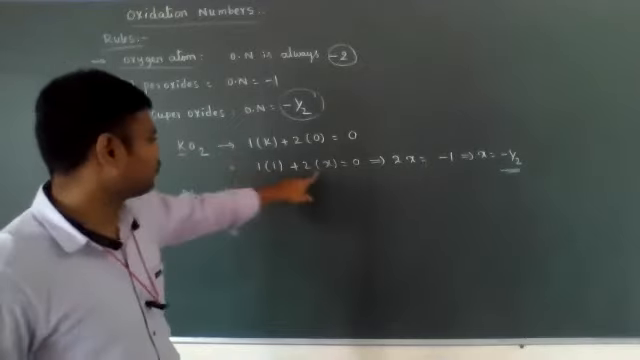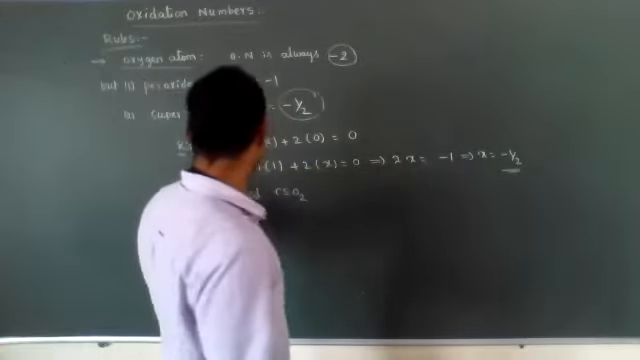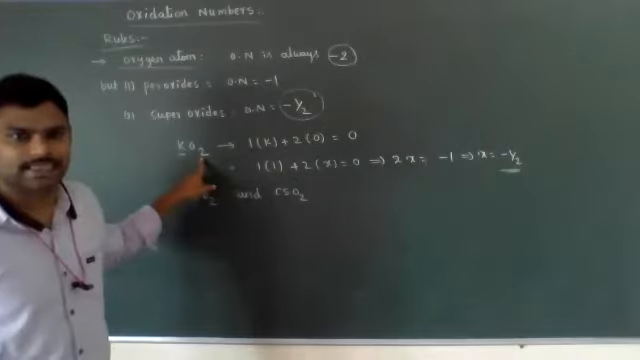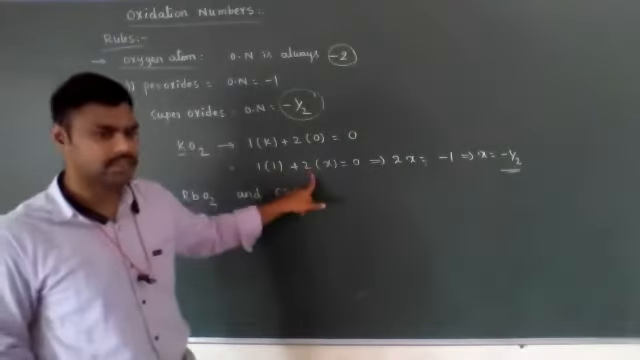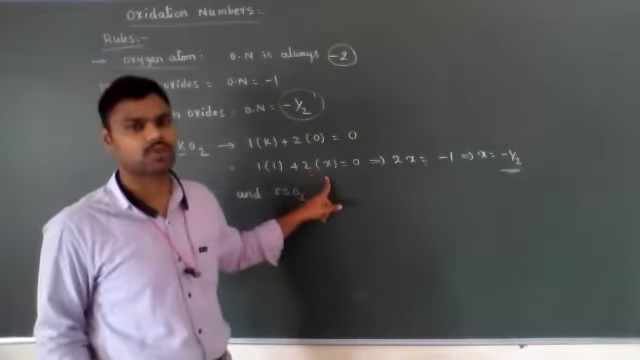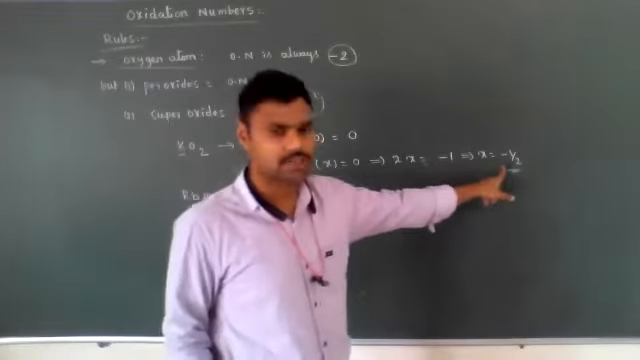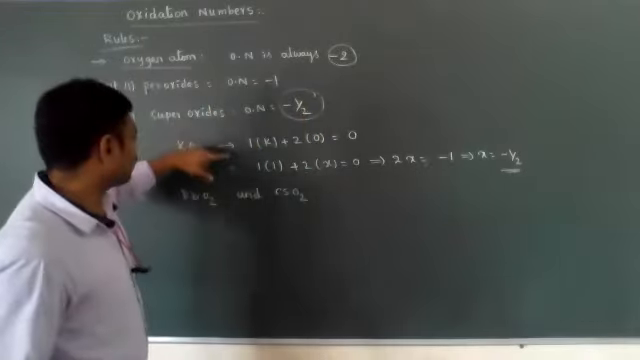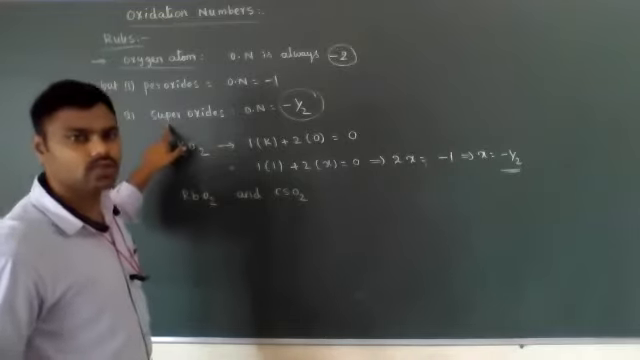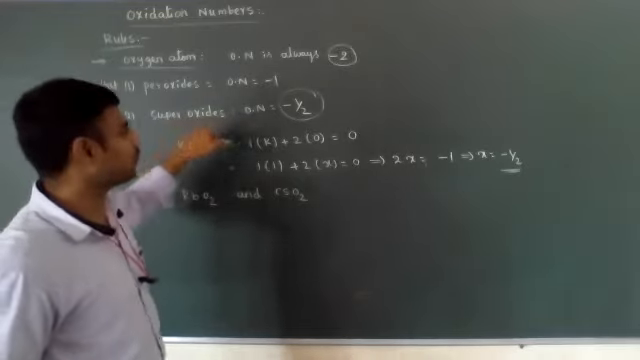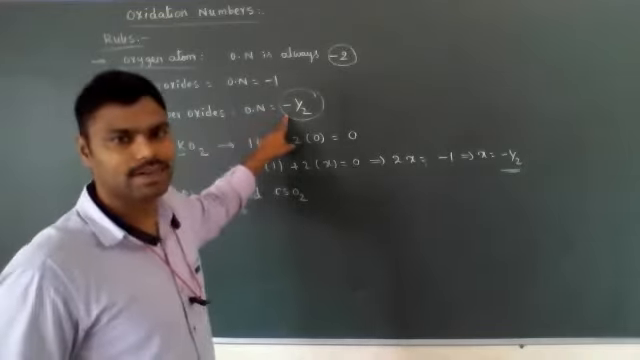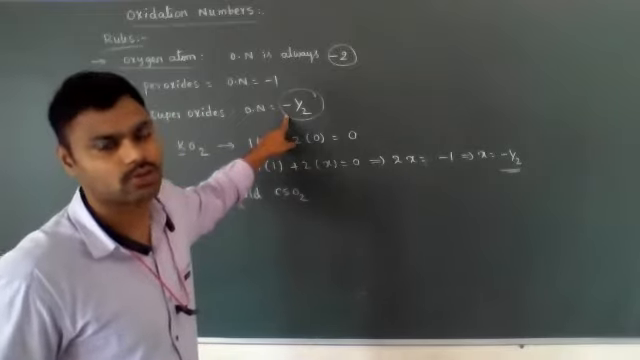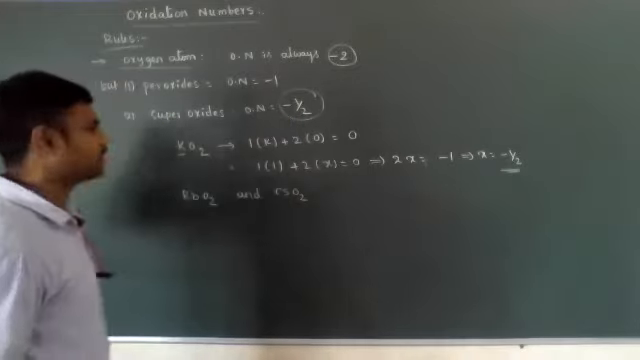For the oxygen atom we want, that oxidation number I consider as x. So how many oxygen atoms are present? 2 oxygen atoms. Then it is equal to 2x. Then x is equal to -1/2. So this type of compounds are called superoxides. In superoxides, oxygen atom oxidation number is equal to -1/2. It is very clear.